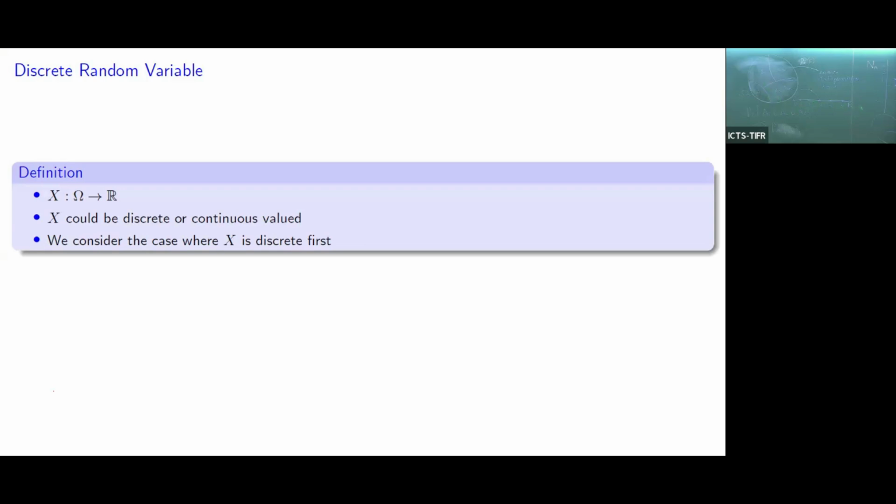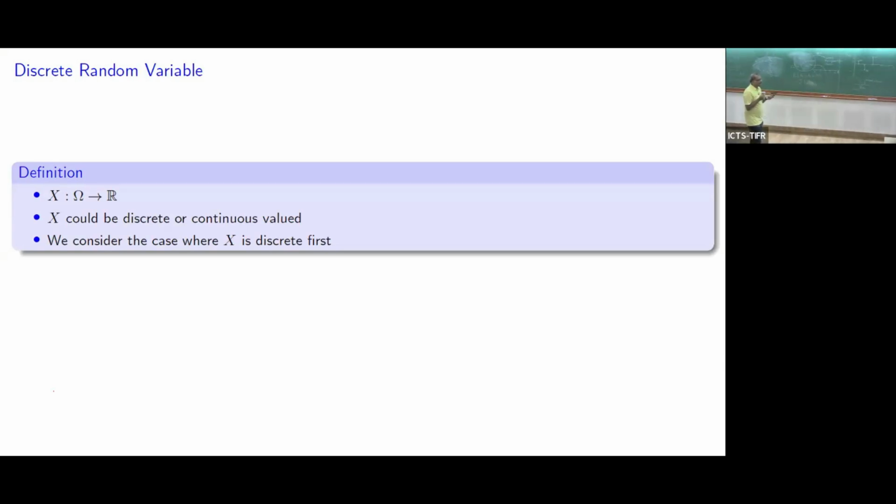The set of real numbers that you assign are discrete, you call it a discrete random variable. Even though we say that it is a variable, usually when you think about a variable, you think about something that is scalar. It's a scalar valued quantity.